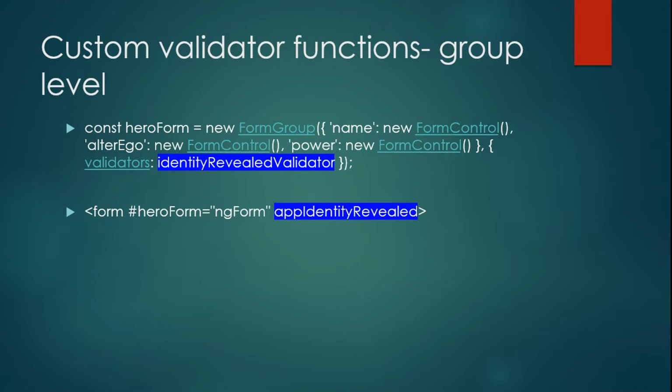And the custom validator is the reveal validator, and the reveal validator will have access to the form control instances name and alter ego. It depends on both values at that particular point in time, so that it returns the errors. So this is how we define form group validators at the group level. And then the second point here is custom validators at the group level, the form level: in template-driven forms, we can include the directive on the form tag.